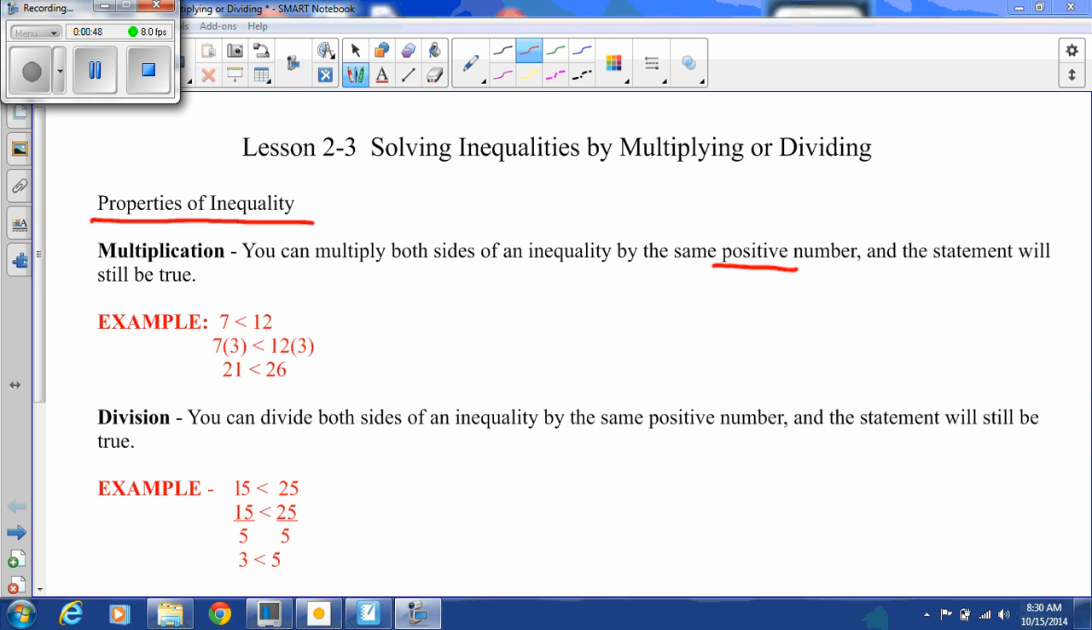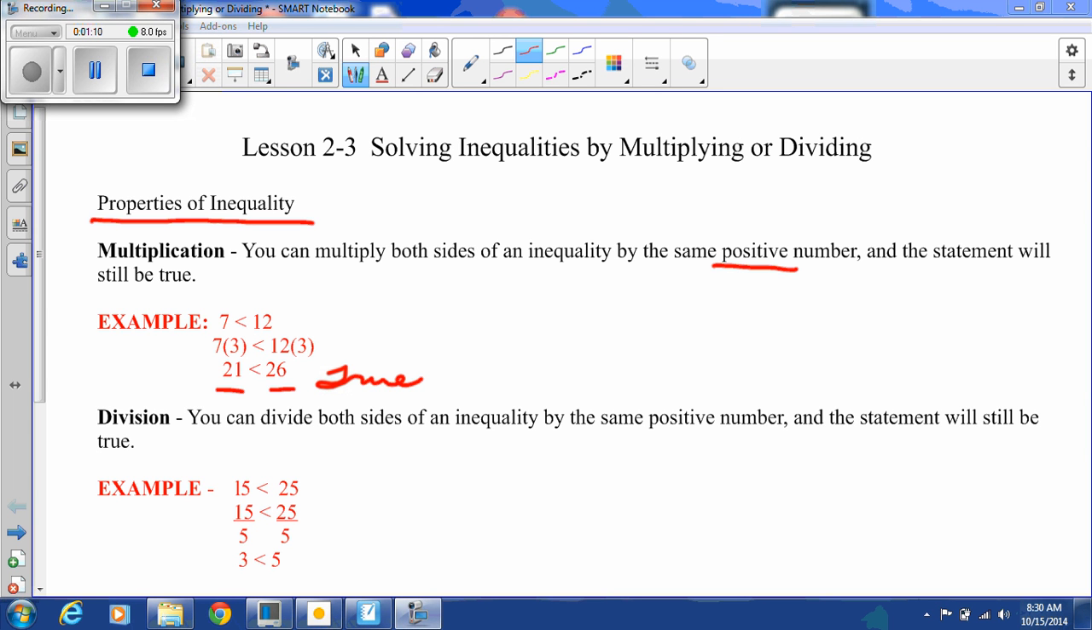For example, 7 is less than 12, as we all know. If you multiply both sides by 3, the resulting inequality, 21 is less than 36, is still true. So you can multiply both sides of the inequality by the same number, and your statement remains true. The same is true for division.